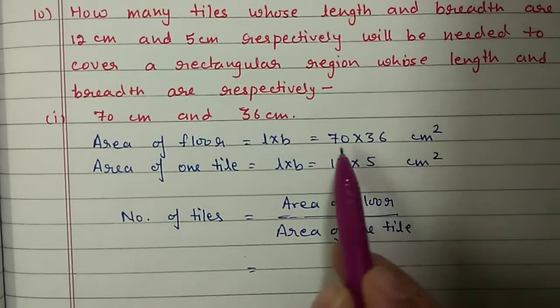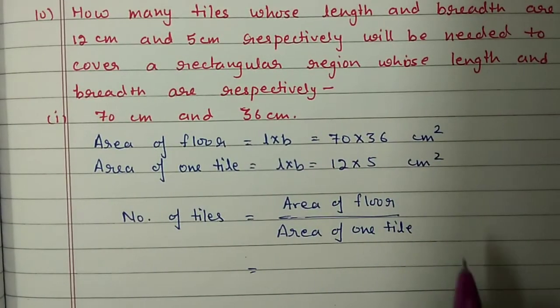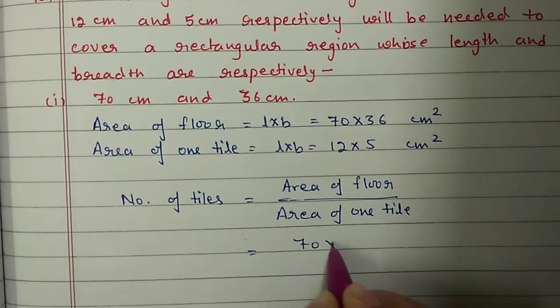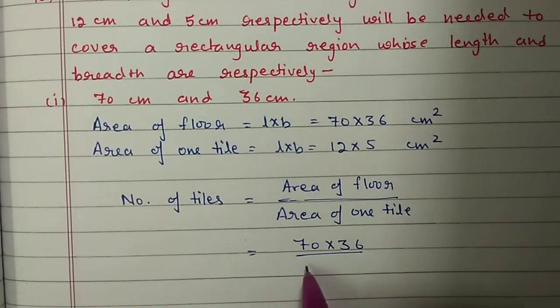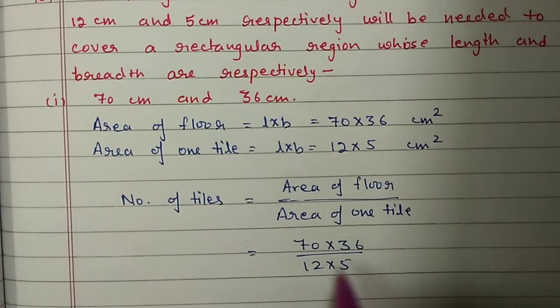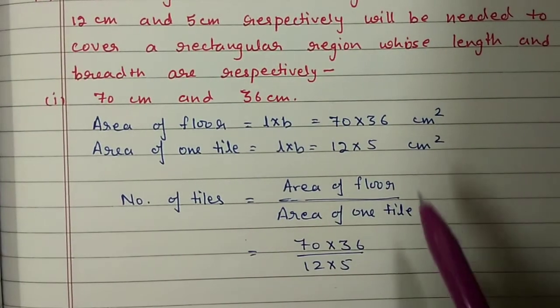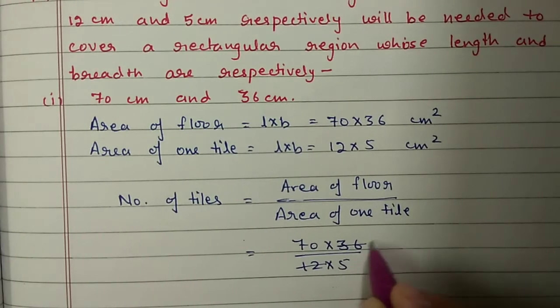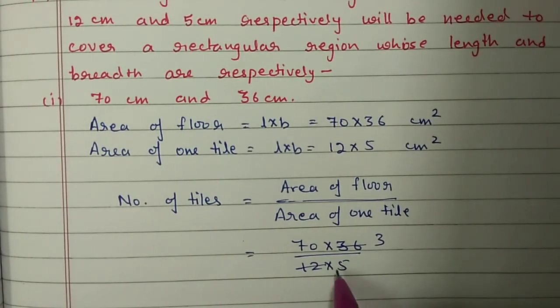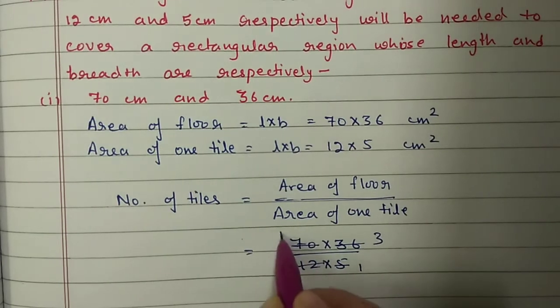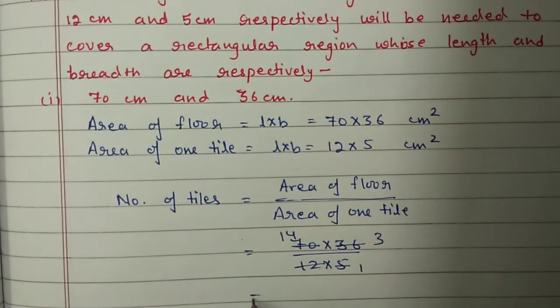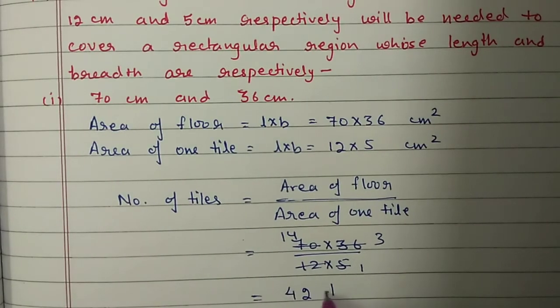So here this multiplication is not necessary to do. Directly we can substitute these values here, 70 into 36 and by 12 into 5, because later on it will cancel out, so no need to waste your time for multiplication. You can cancel 12 3s are 36 and 5 1s are 5 and 5 14s are 70. 14 into 3 will get 42 tiles.